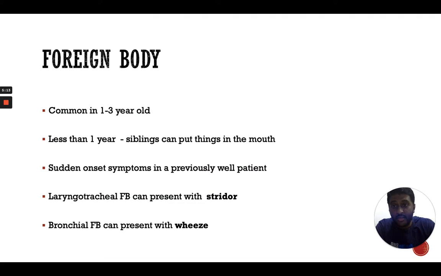Okay, next is foreign body. It's very common in 1 to 3 year old children. It can happen in less than 1 year also. The siblings can put things in the mouth when they are playing. Usually, it is a sudden onset of symptoms in a previously very well patient. They'll be well until the last minute when they develop symptoms. If the foreign body is in the laryngotracheal area, it can cause stridor. If the foreign body goes further down and blocks the bronchus, it can present with wheeze as well.